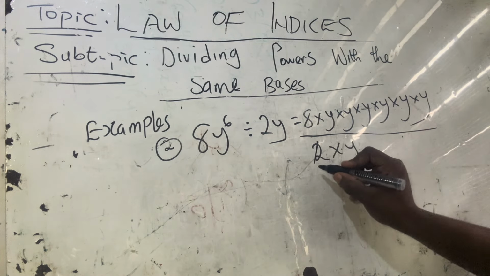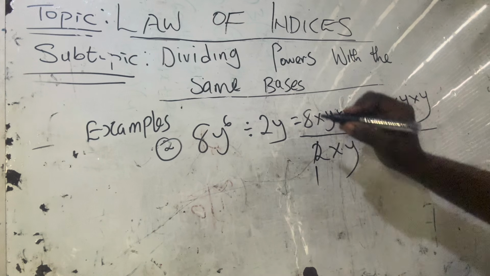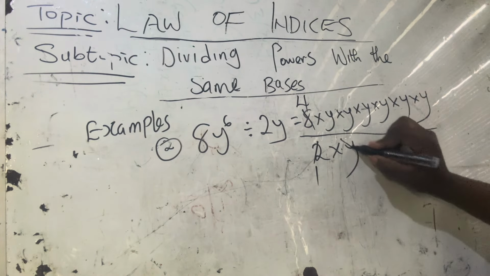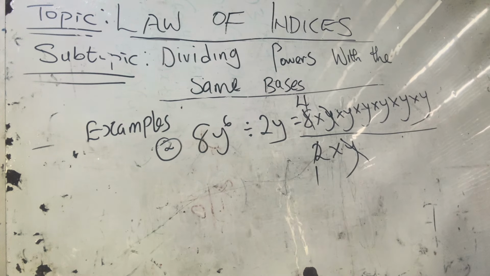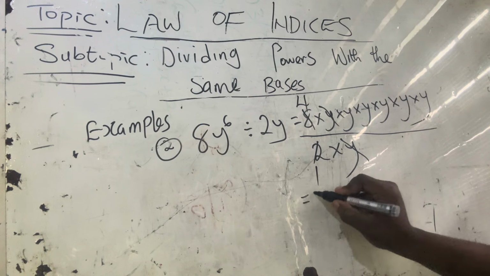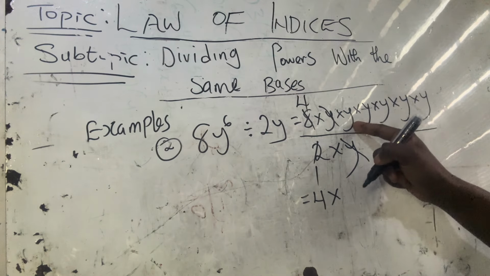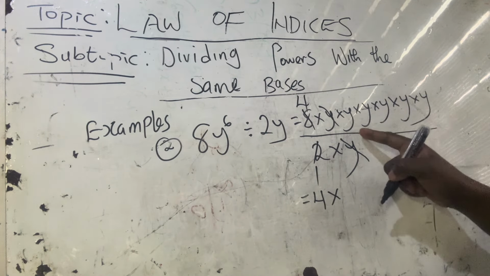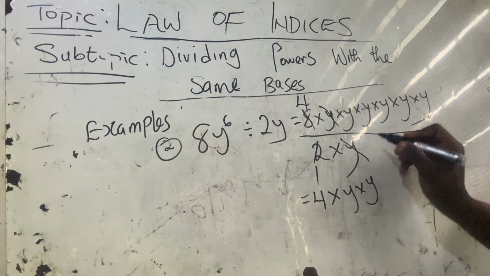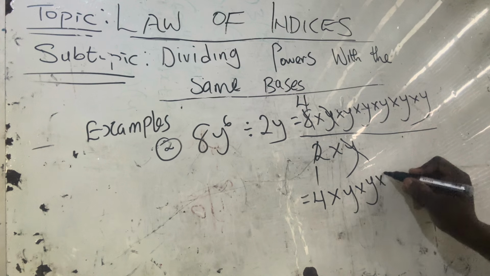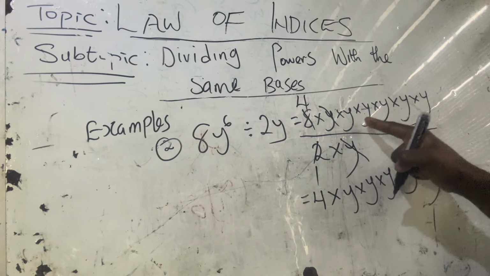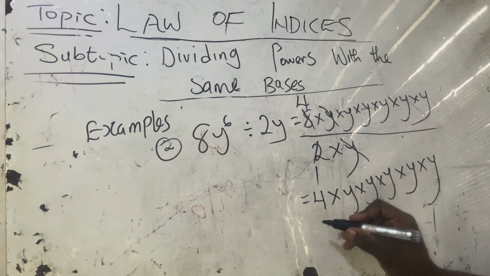2 here can go. That gives us 1. 2 in 8 will give us what? 4. This y will cancel this y. What do we have left? We have 4 times, how many y do we have left? Y times another y times y times y times y. 1, 2, 3, 4, 5. So that gives us what?